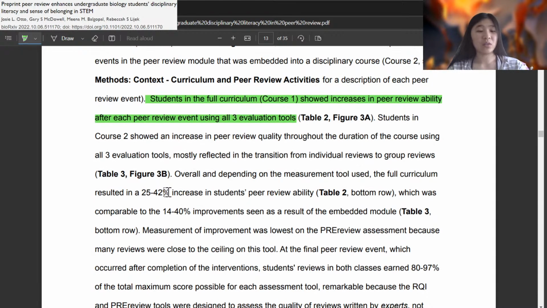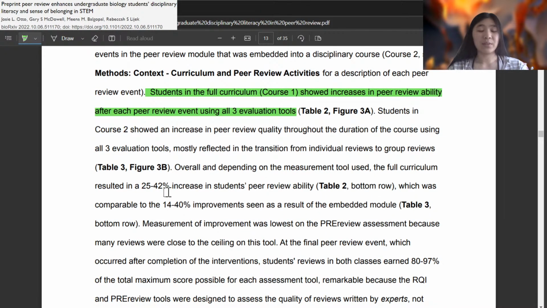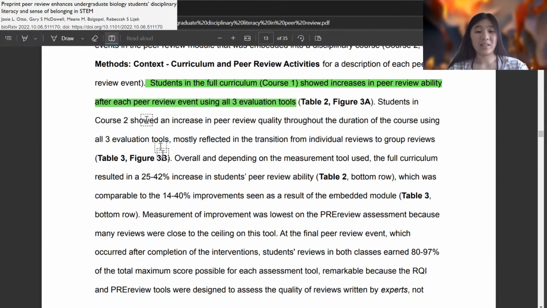Students in Course 2 showed an increase in peer review quality throughout the duration of the course using all 3 evaluation tools, mostly reflected in the transition from individual reviews to group reviews. So to me, I see that as they had the biggest improvement in their peer review ability when they were going from individually reviewing to group reviewing. So biggest improvement going from doing individual reviews to group reviews.